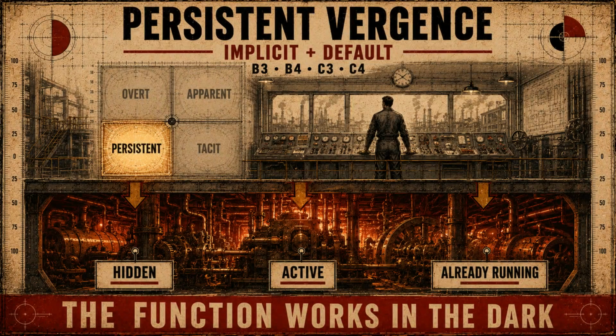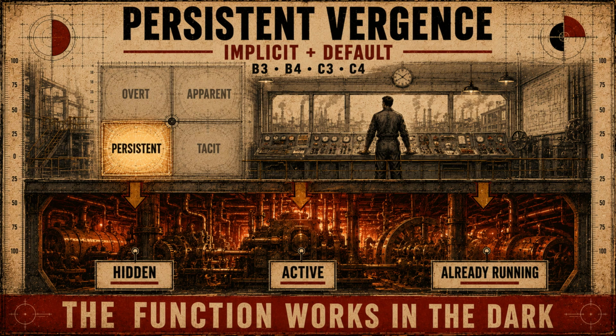The third vergence is persistent, implicit, but default. This is the strange one. Because persistent functions are not usually standing clearly in awareness, they are not the part of the system you are looking at directly. They are not the illuminated console. They are the machinery below the floor. But they are still running, and more than that, they are running by default.